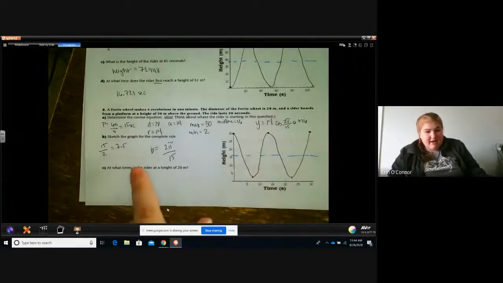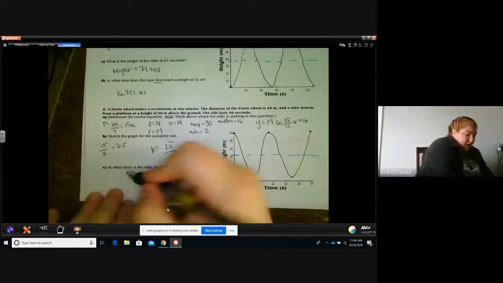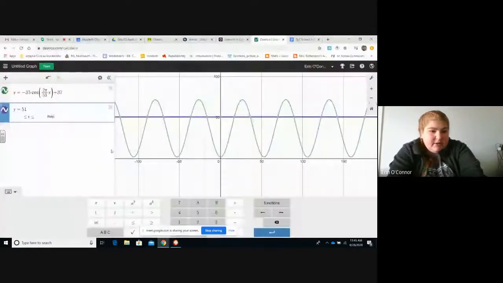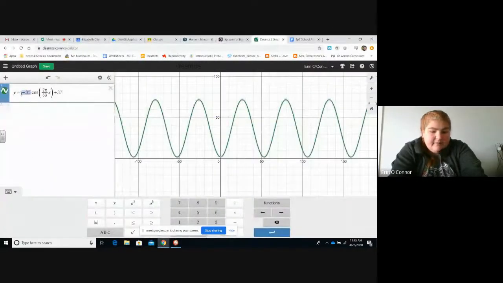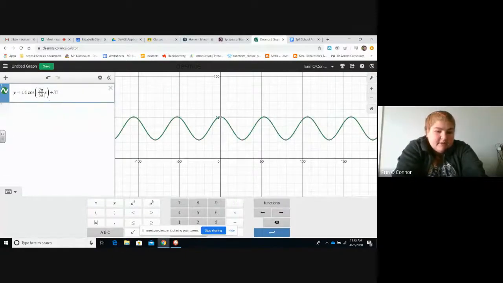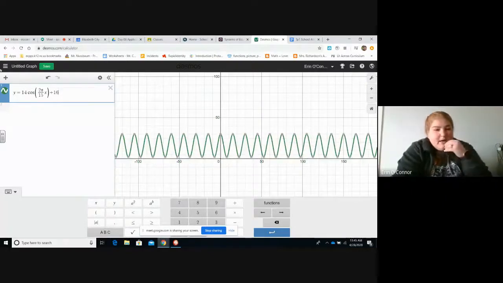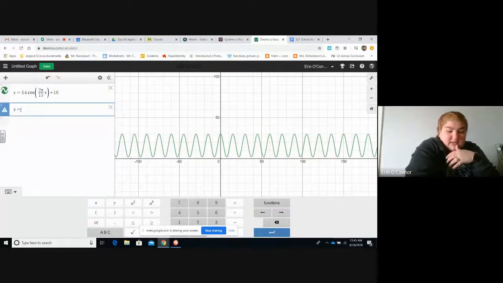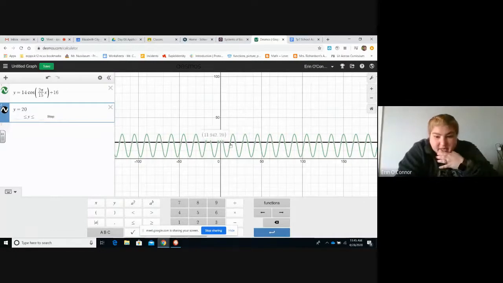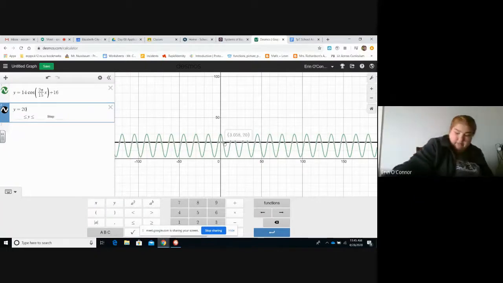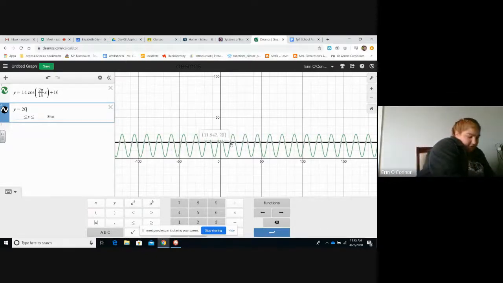Okay. And now I need to know at what times, so this is all the times, the rider is at 20 meters. So let's put this into Desmos. We have 14, 2 pi over 15, and then this is 16. And I need to know when y equals 20, because it's meters, and meters is height. So we're right here. The first one is 3.058 seconds. The next one is at 11.942.